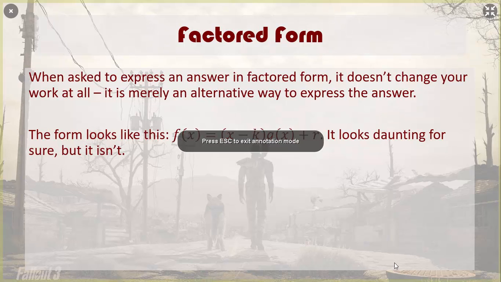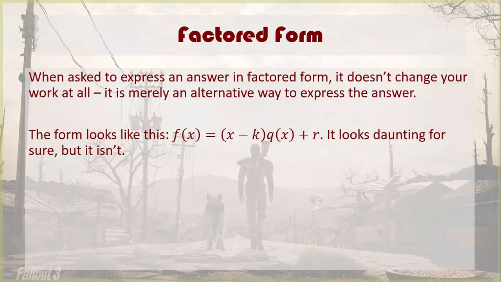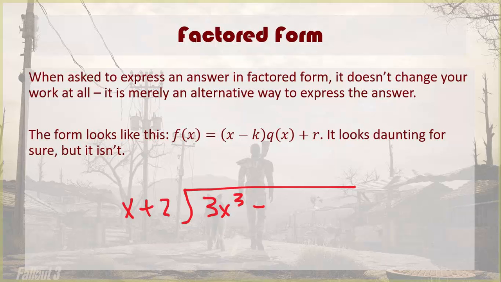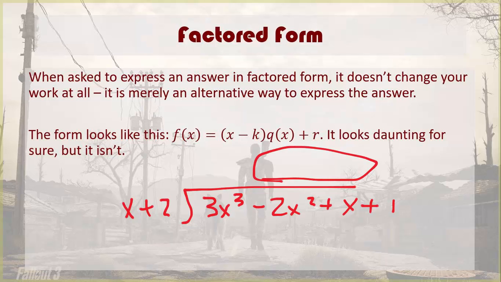So let me just interject here for a second with some terms that I've used I haven't really explained in the past. So if you have division going on, and I'm just going to make up some stuff here. Let's say you have x plus 2 there. You got 3x cubed minus 2x squared plus x plus 1. And I'm not going to go through the division, but let's say that you get something up there plus a remainder. All these things have names, so you may want to jot this down.